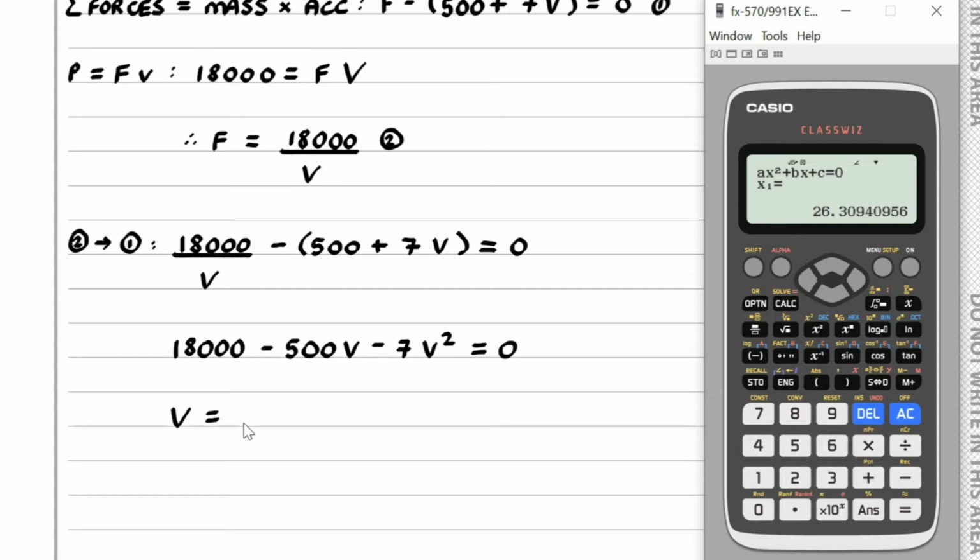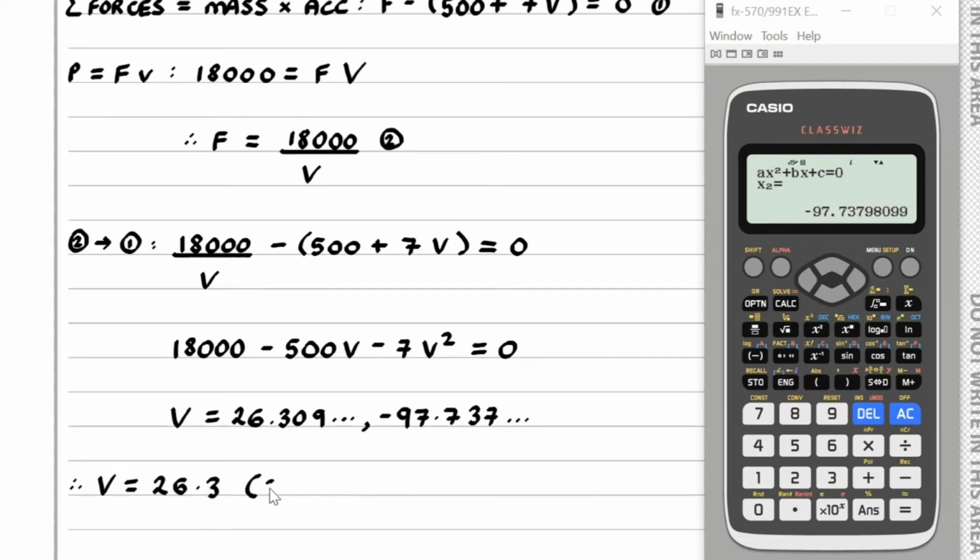So V is either equal to 26.309, etc., or we have minus 97.737, etc. And so our only value of V will be 26.3, given to three significant figures.